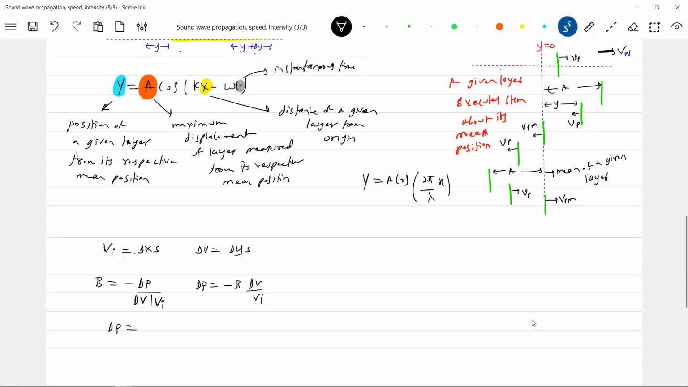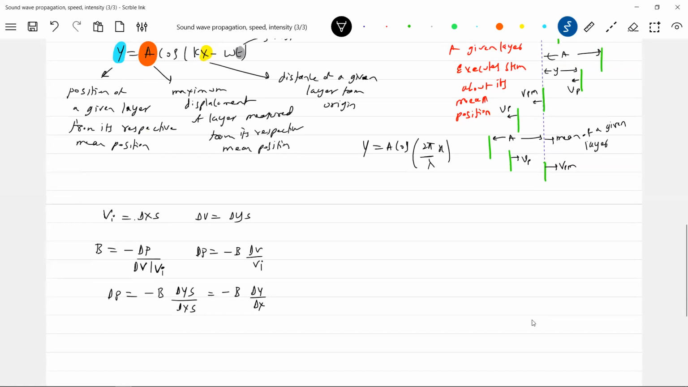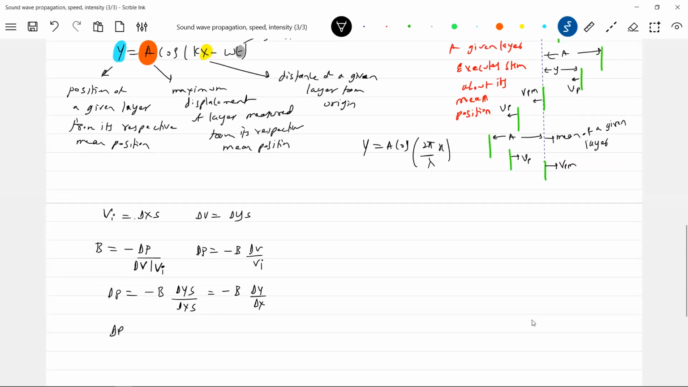Delta P is equal to... delta V is what? Delta Y into S. Vi is the initial volume, delta X into S. So this will become minus B delta Y by delta X. Delta X will be very small, so this will become dy by dx. This is something very, very important.